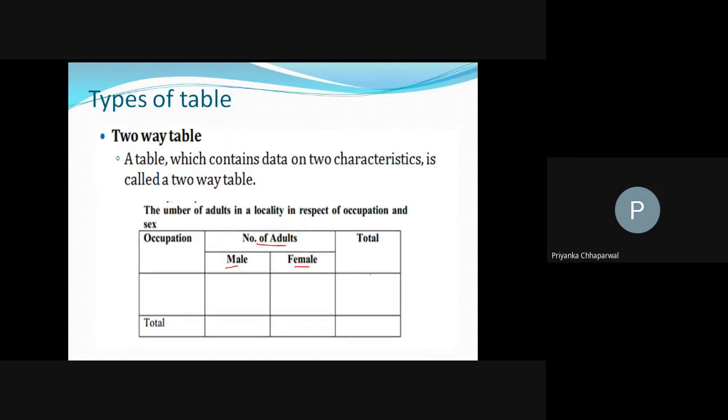When we have more than one, meaning two characteristics, it is called a two way table, male and female. The number of adults in a locality in respect of occupation and sex. So number of adults, male and female. So it is the two-way table.